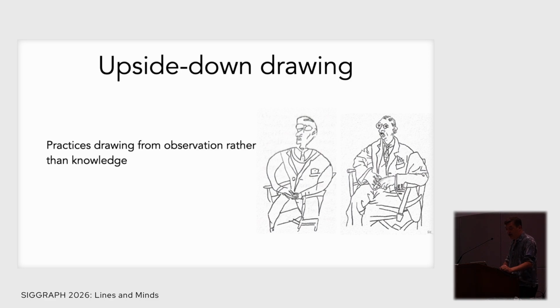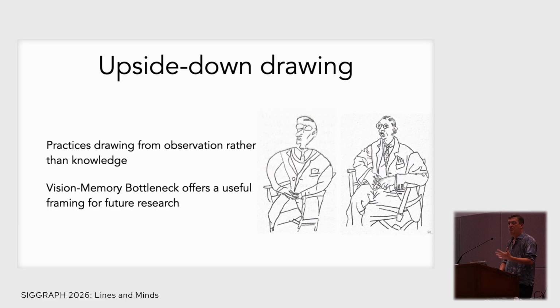But we can formulate a theory, which is that this exercise, when you're drawing upside down, forces you to spend more time looking and to use what you see rather than your knowledge of what a face looks like or what a nose looks like. So I think the previous statements make sense, but the vision memory bottleneck provides a more precise framework for doing these studies, to think about, let's do eye tracking, let's see how people are actually copying differently in one way versus the other.